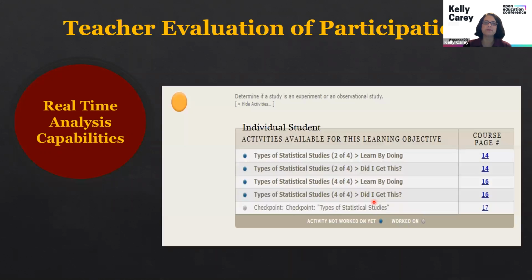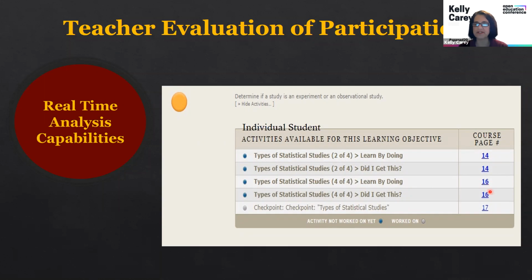And then also real time, I can evaluate their participation, and I'm finding that to be the most valuable thing for me right now. Here's an example of a student. This is a particular student. I took out their name, just wrote individual student. But on this particular module, you'll notice the blue dot in front of everything, that says those are activities that they've not worked on.